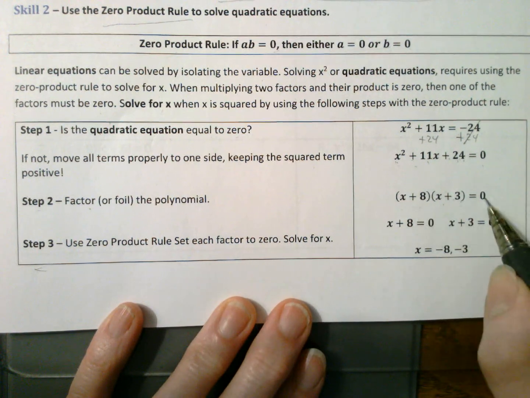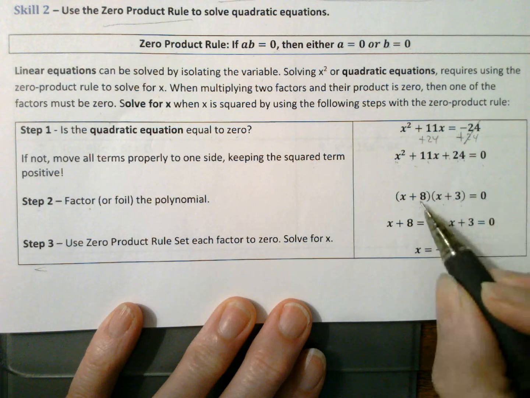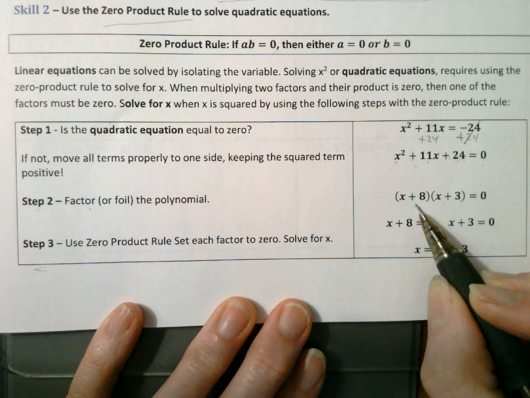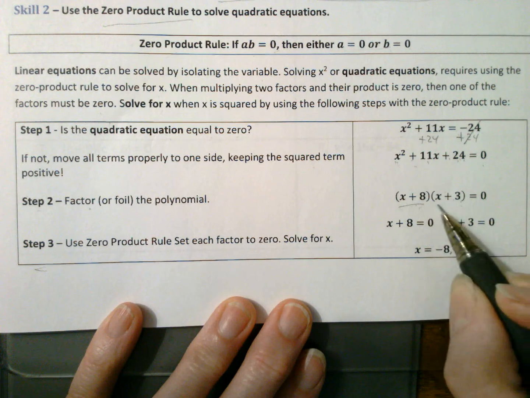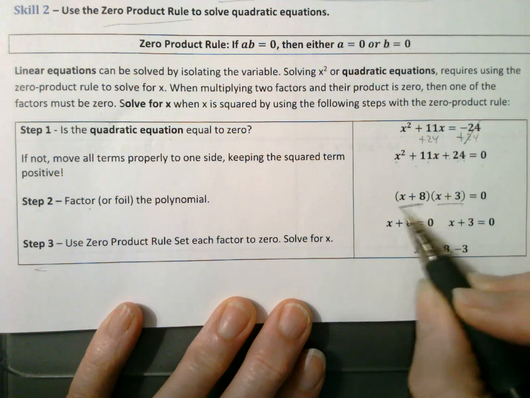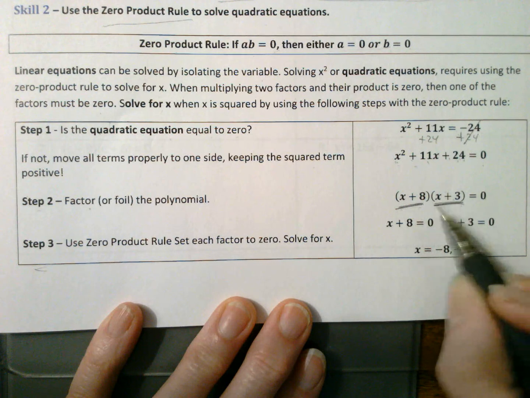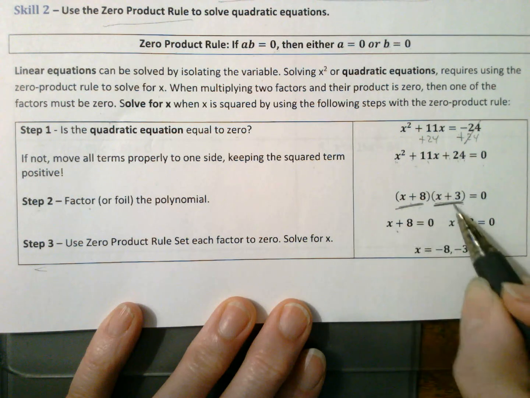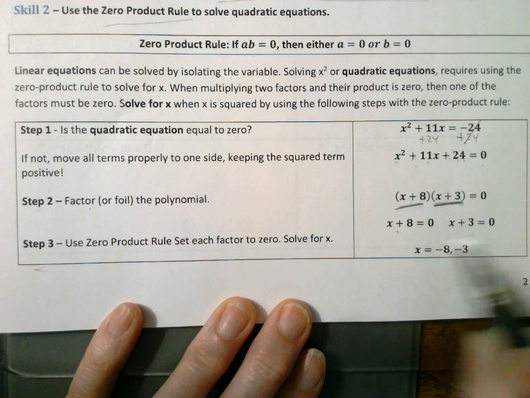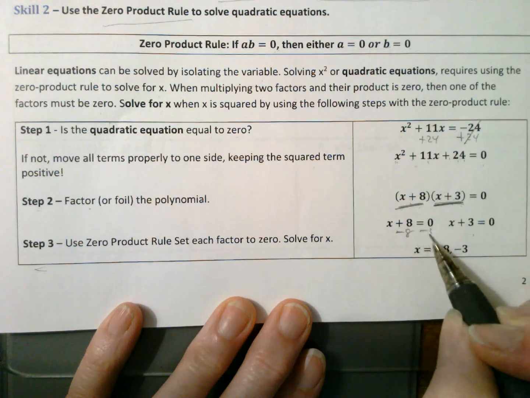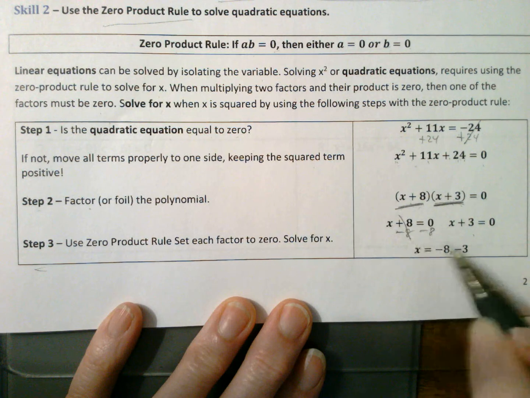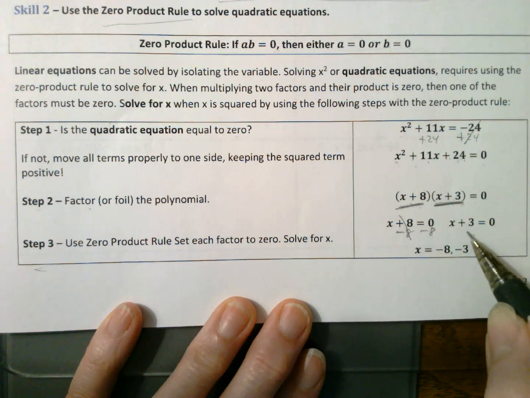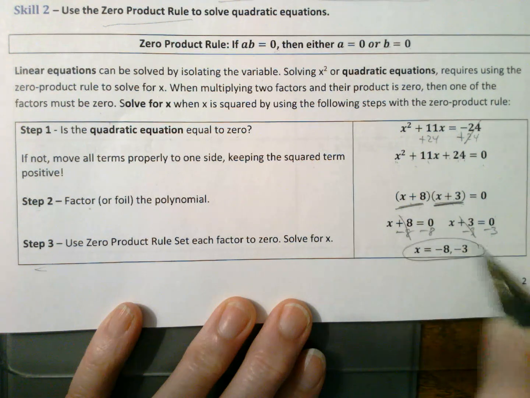Because we're set to 0, this is a quadratic equation that says this is either equal to 0 or this is equal to 0. This is a factor. This is a factor. Okay, the whole thing. So this factor gets set to 0 and this factor gets set to 0, and then you're solving for x. That's how you're going to get this -8, and then solving for x, which gets you a -3.